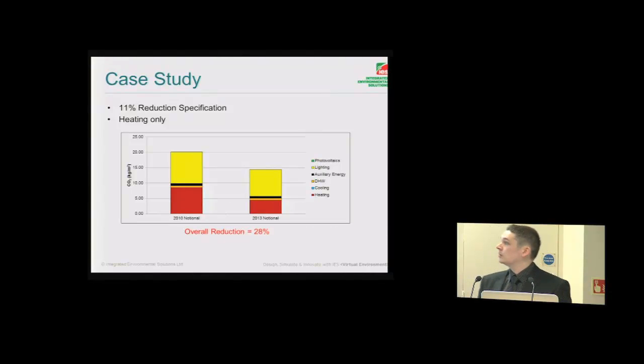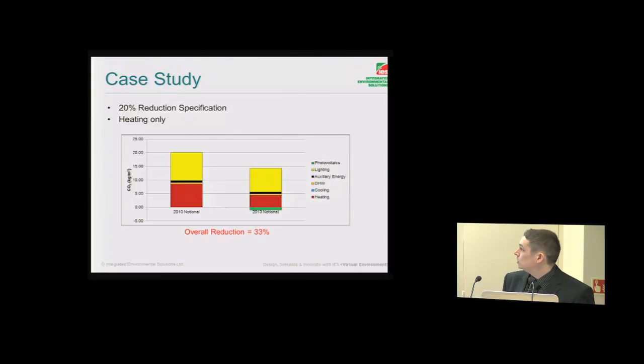Now, this is based on heating only, so natural ventilation with radiators, and based on the 2013 11% reduction specification. The expectation going into this would have been that we would observe a carbon emissions rate 11% lower than in 2010. What we're actually seeing from this case study is closer to 28% lower. So straight away, a much greater reduction than perhaps industry is expecting.